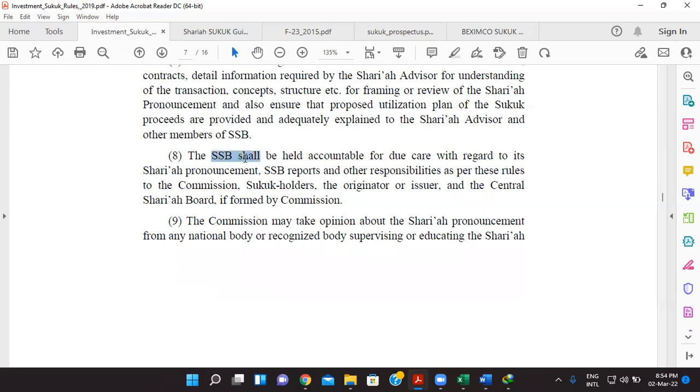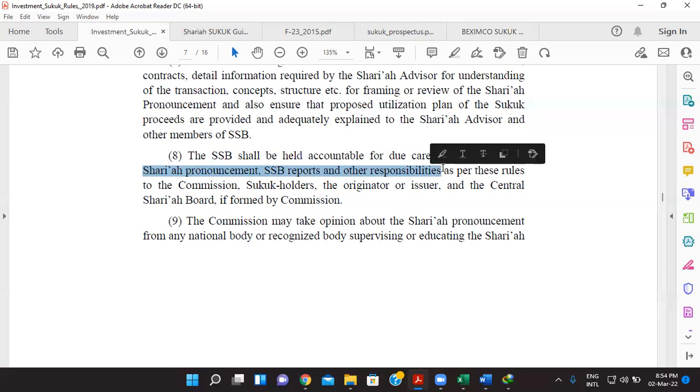The Shari'ah Supervisory Board shall be held accountable for due care with regard to its Shari'ah pronouncement, reports, and other responsibilities as per these rules to the Commission. So they will be responsible to the Commission. They will be responsible to the Sukuk holders. They will be responsible to the originator or the issuer. With regard to what? With regard to the Shari'ah pronouncement, Shari'ah supervisory report, and other responsibilities which have been given to the Shari'ah Supervisory Board.